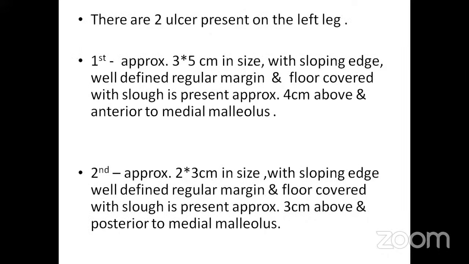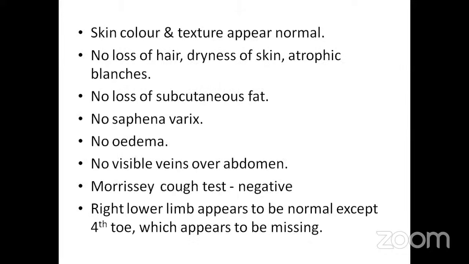And there are two ulcers present on the left leg. The first was approximately 3-5 centimeter in size with sloping edge, well-defined regular margin, and floor covered with slough, present approximately 4 centimeter above and anterior to the medial malleolus. And the second was approximately 2-3 centimeter in size with sloping edge, well-defined regular margin, and floor covered with slough, present approximately 3 centimeter above and posterior to the medial malleolus.